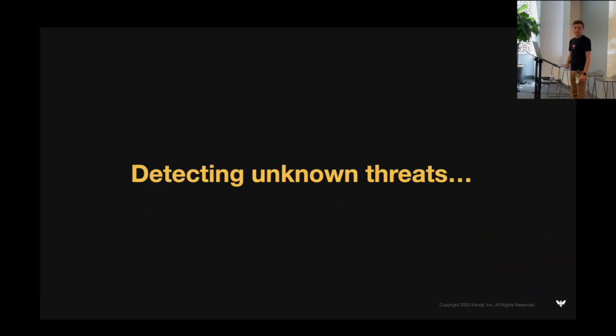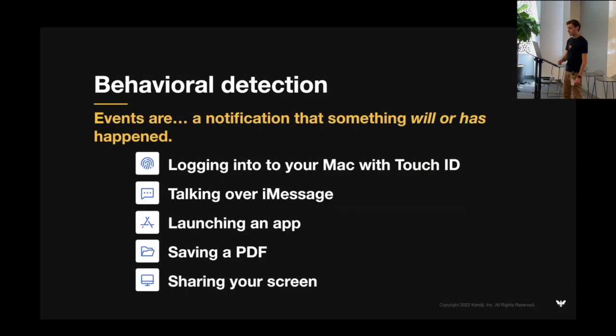Detecting unknown threats. So utilizing macOS's capabilities, as well as our understanding of telemetry, how can we go about detecting these unknown threats? So I'm going to introduce something called behavioral threat detection. This is kind of what I like to focus on. And events are essentially a notification that something has or will happen. And this is what behavioral threat detection kind of revolves around, this concept of eventing.